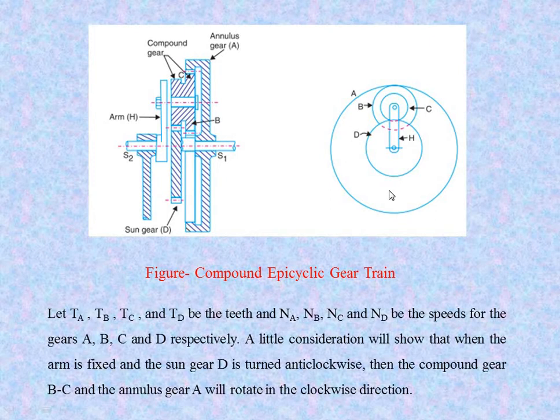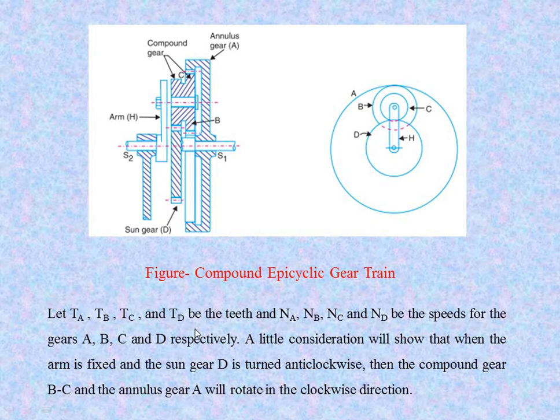Let TA, TB, TC, and TD be the teeth of A, B, C, and D. That means gear A has teeth TA, gear B has teeth TB, gear C has teeth TC, and gear D has teeth TD. And NA, NB, NC, and ND be the speeds of the gears A, B, C, D respectively.